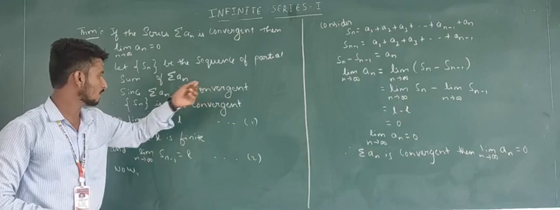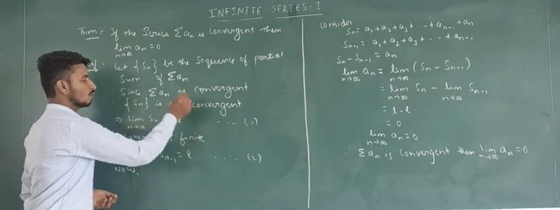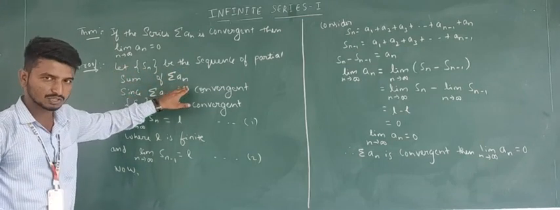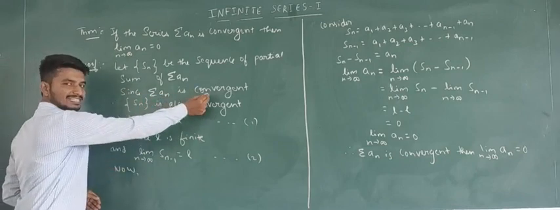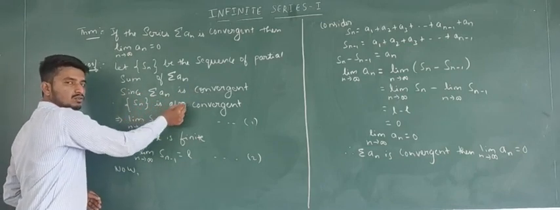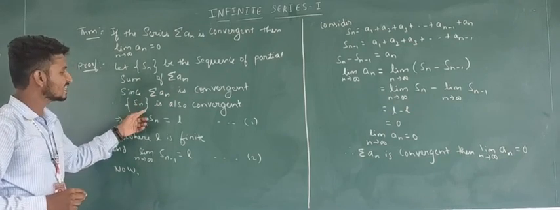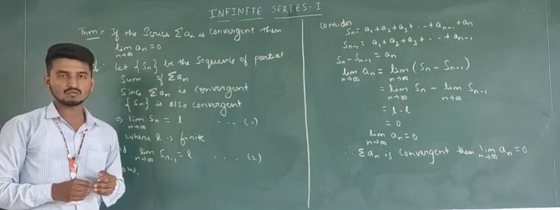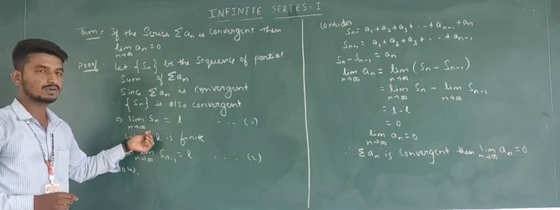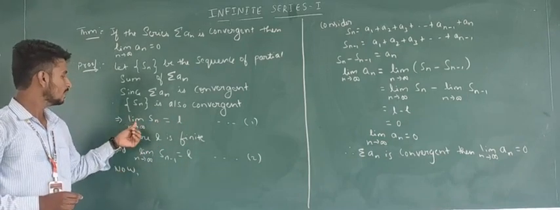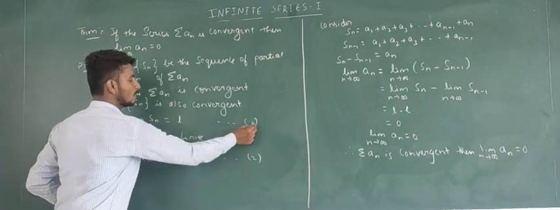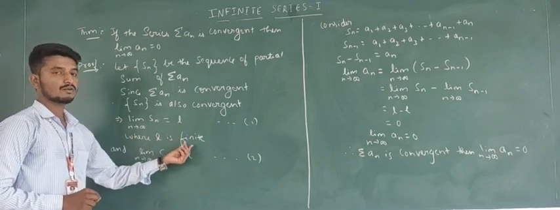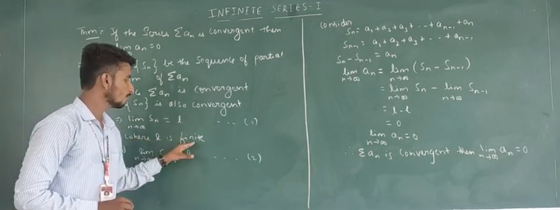Since summation of an is convergent, therefore Sn is also convergent. We know that Sn is the partial sum of summation of an. If Sn is convergent, then by the definition of a convergent series, limit n tends to infinity Sn equal to L. We denote this as equation 1, where this L is finite.